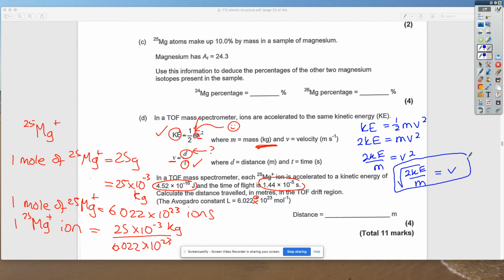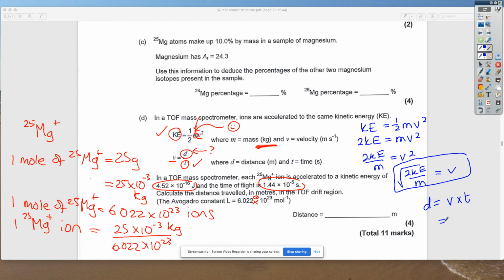And now that I know V, once I've done that, I can substitute that in, because I want D, and D is V times T. So can you see I'm just going to then have to times that by T. And then try to think about what you're expecting D to be like in terms of numbers.